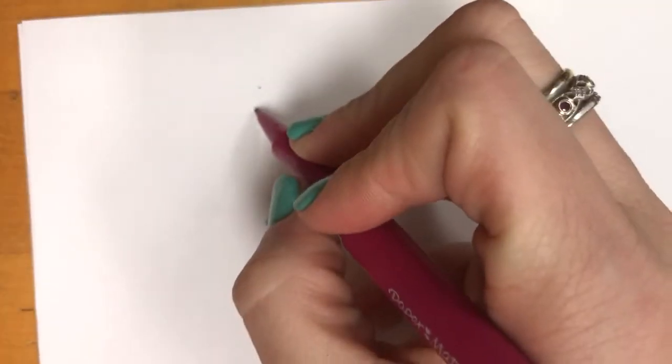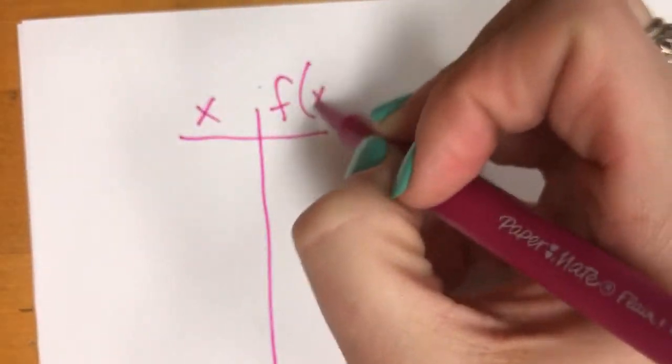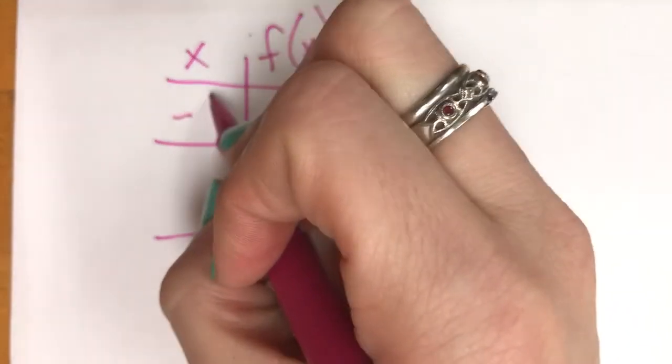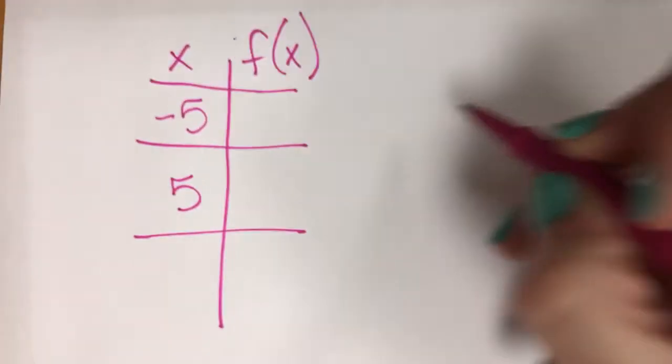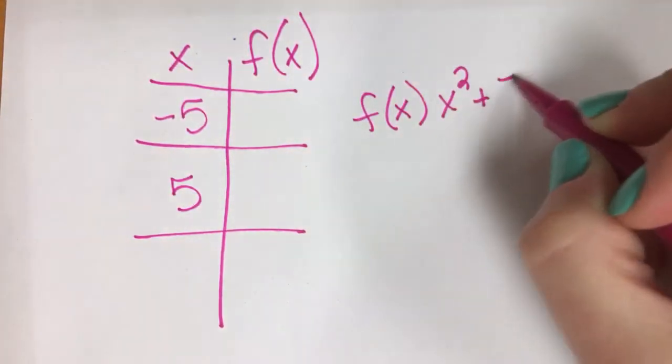Okay, we are also going to have things with function rules, whether they're written as a function rule or in function notation, and then finding values in a table. So I'm going to keep to a short table. Maybe I have values of -5 and 5, and I'm going to say that my function rule is f of x equals x squared plus 7.